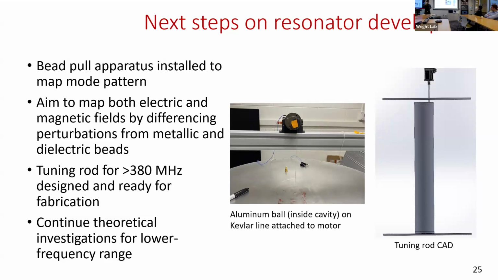And the reason this becomes very useful is because of the bead pull technique. To map the mode patterns and understand the resonant modes that we would use to couple to the axion, we can use a bead pull perturbation technique where we take a dielectric or metal bead and put it in the cavity, vary its position, and based on the resonant frequency shift we see, that is actually a proxy for the strength of the mode's field there.